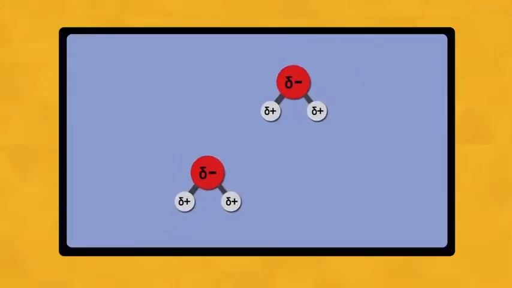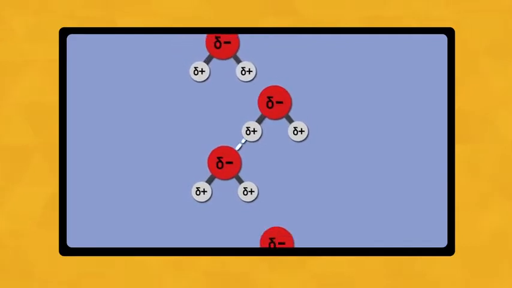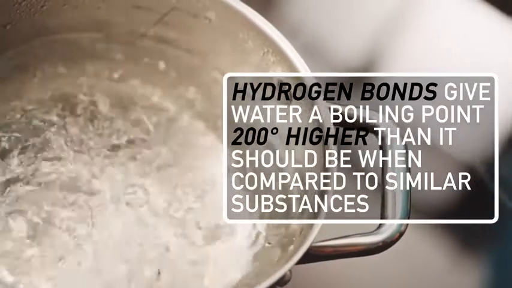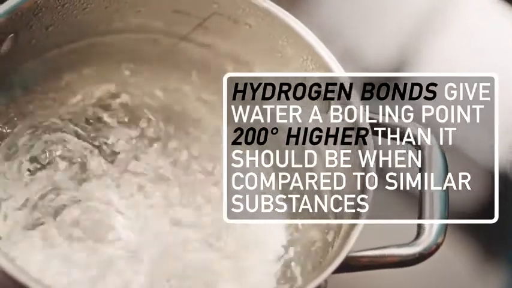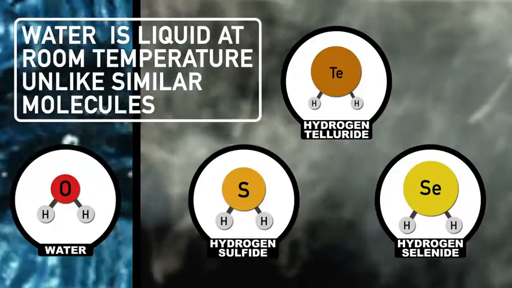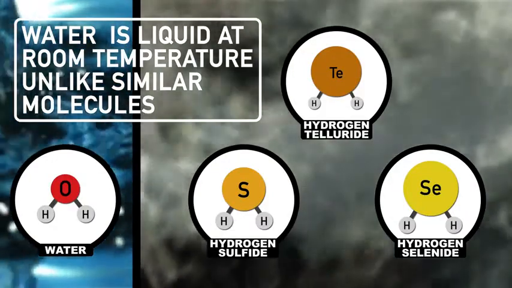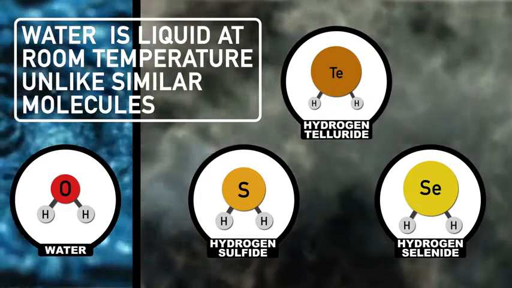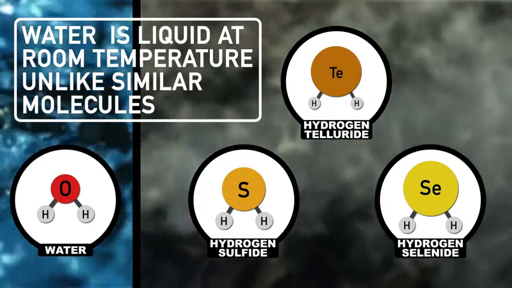The opposite charges of these polar molecules are attracted to each other, causing them to loosely stick together. The attractions between the water molecules are called hydrogen bonds. These hydrogen bonds give water a boiling point that is about 200 degrees higher than it should be when compared to other similar substances. The result is that water is a liquid at room temperature, but other similar molecules like hydrogen sulfide, hydrogen selenide, and hydrogen telluride are all gases.